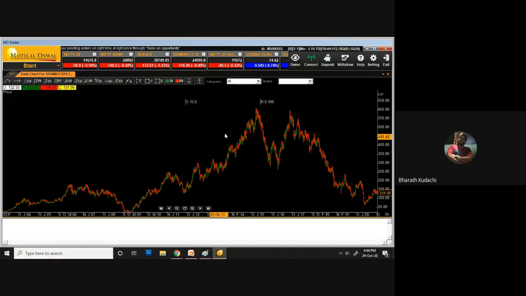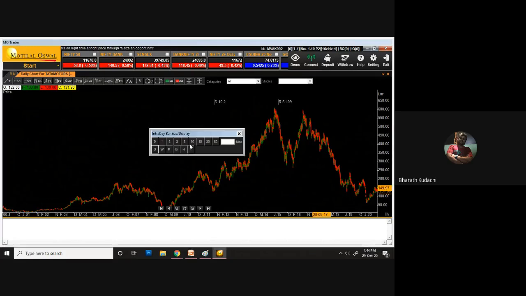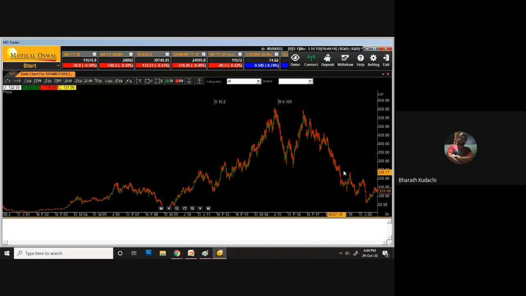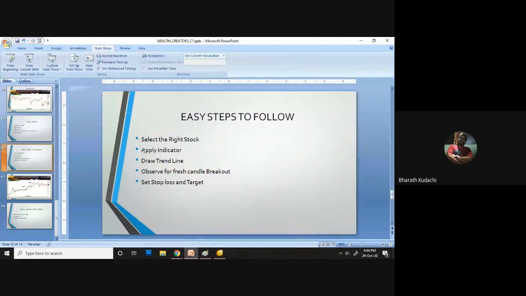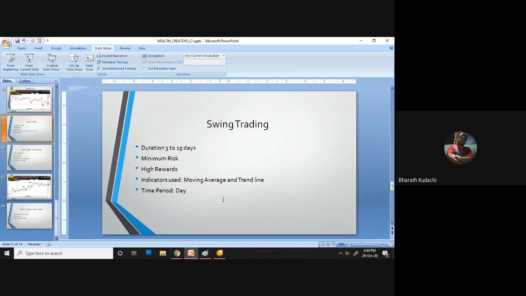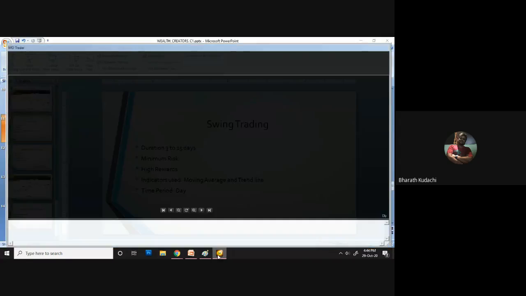So now coming to a daily chart, I select Tata Motors. This is already in a daily chart. Following the steps, I selected the right stock and applied the indicator. Now what type of indicators am I going to use? I'm using moving average and the trend line. I'll draw these two.